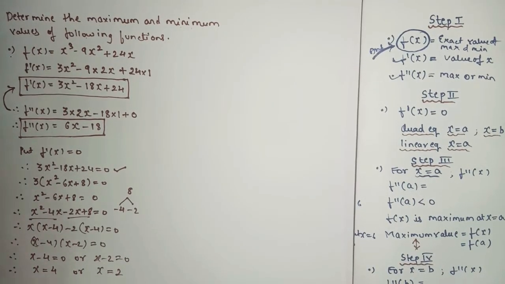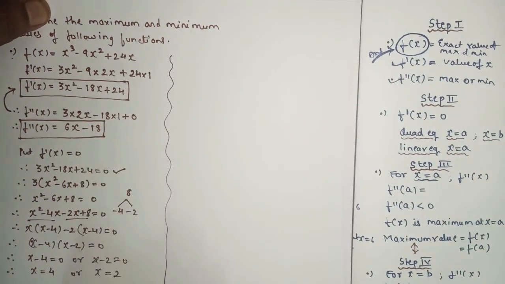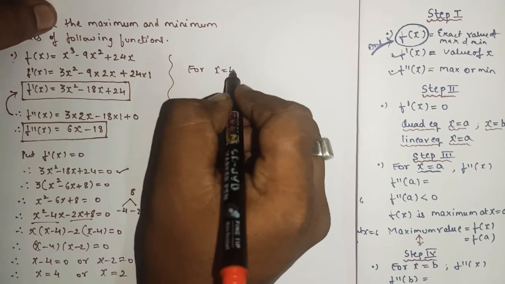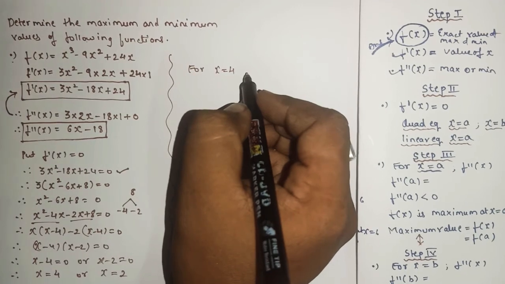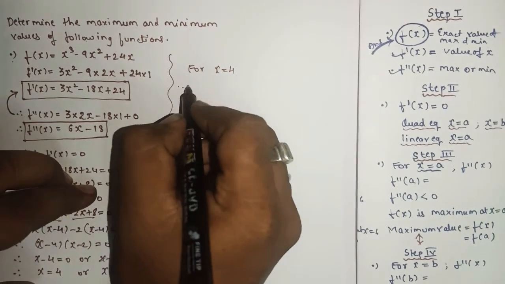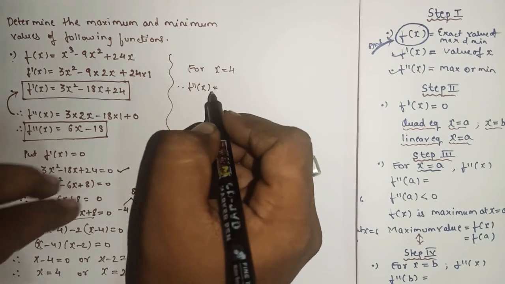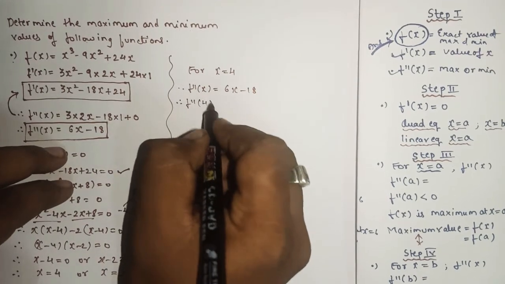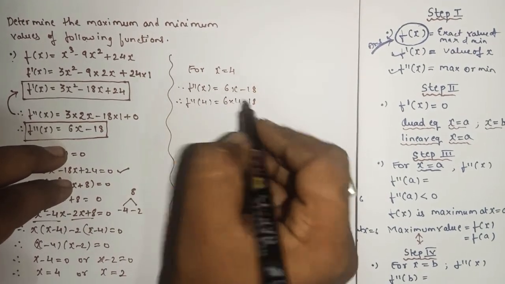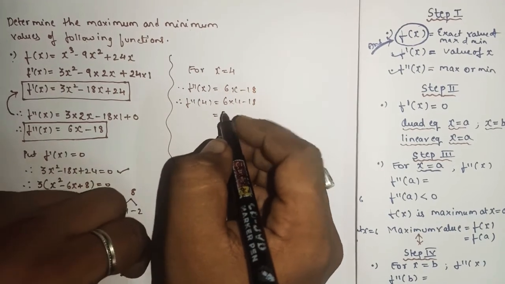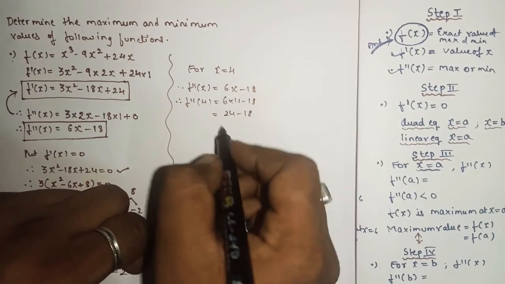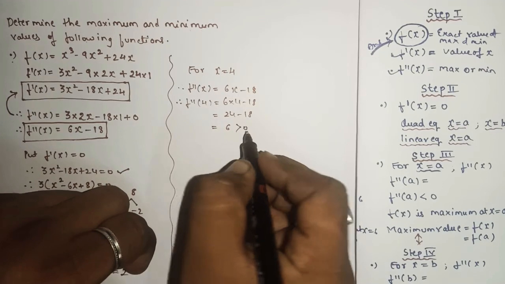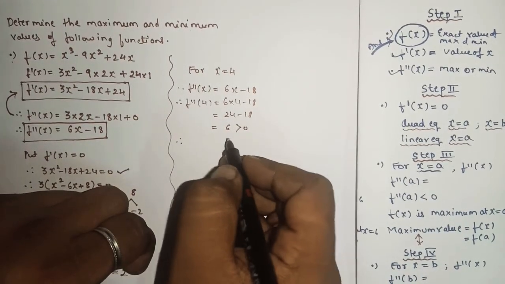So for step number 3, first we'll take the first value, x equals 4. For x equals 4, we'll put the value 4 in f double dash x. Here it is 6x minus 18, so f double dash 4 equals 6 into 4 minus 18. 6 fours are 24, minus 18. 24 minus 18 is 6, and 6 is greater than 0, as 6 is positive.